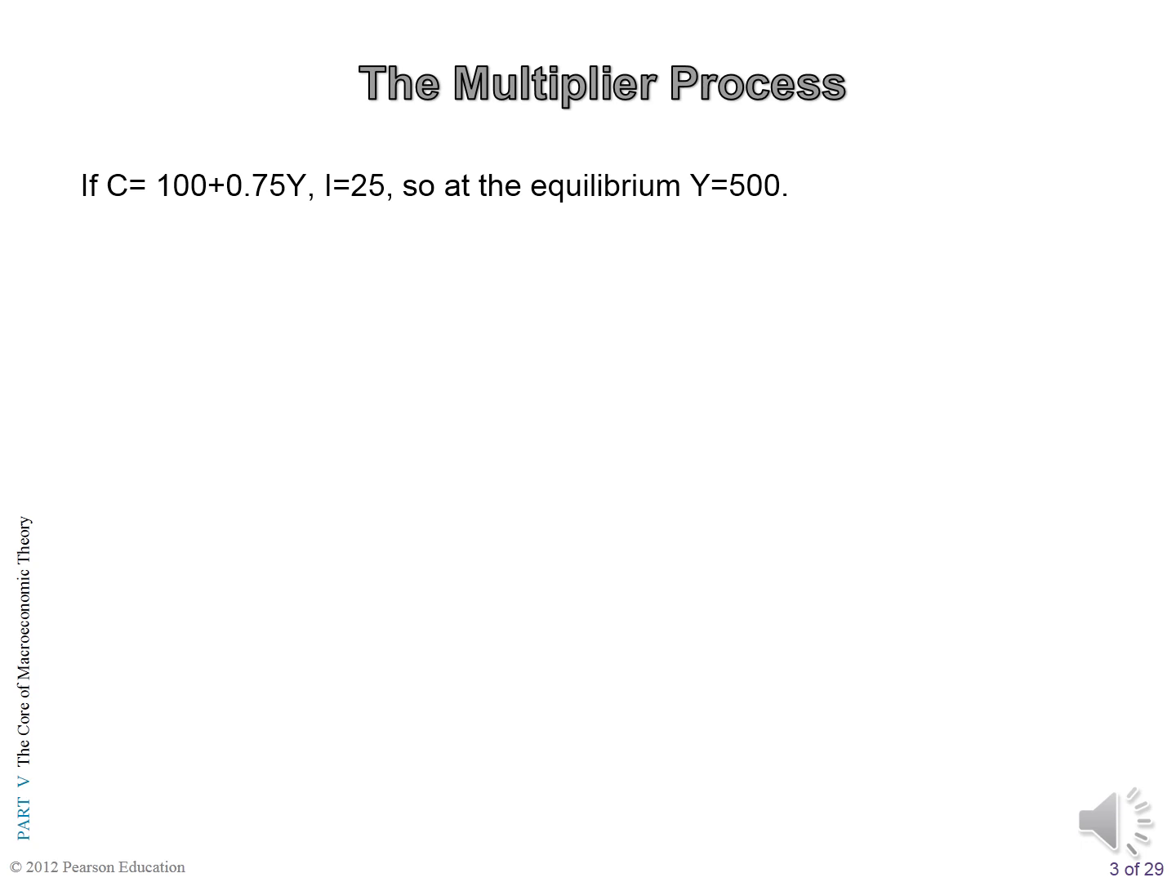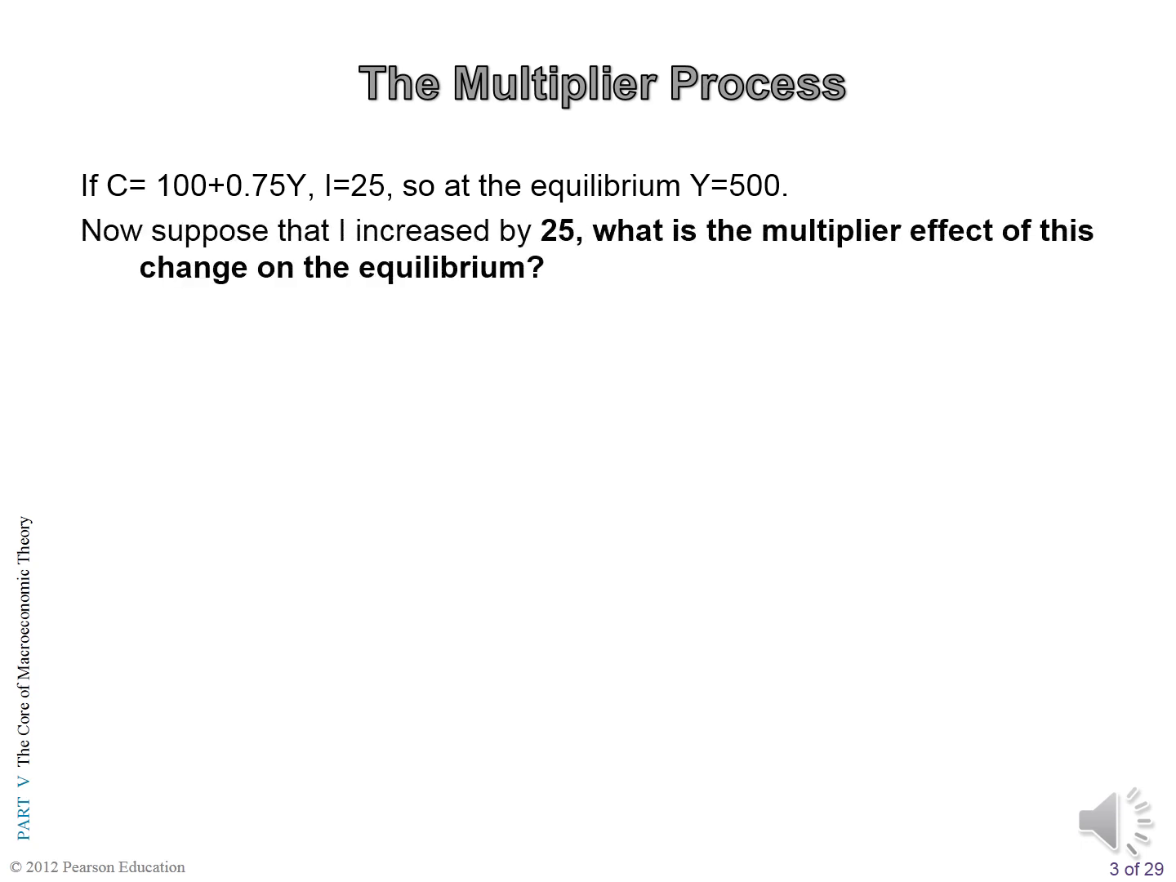طيب let's see. If our consumption equals 100 plus 0.75Y and investment equals 25, then at the equilibrium, according to the condition of equilibrium, Y equals C plus I. If we solve this equation, Y will equal 500. Okay? طيب, now let's assume that investment increased by 25. What is the multiplier effect of this change on the equilibrium?